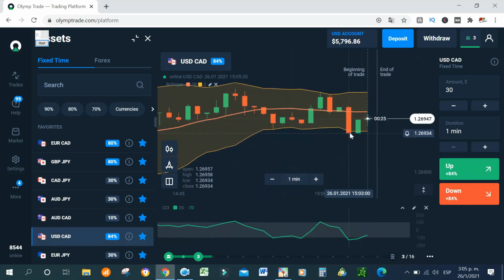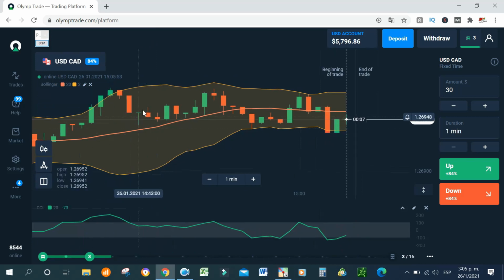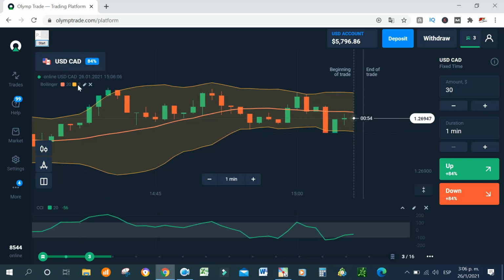Okay, we had an opportunity here. You can see here that the price went below the Bollinger Bands, and also went to the oversold zone on the CCI indicator. Remember, both indicators, the Bollinger Bands and also the CCI, are set to the default setting. As you can see, 20 period and 2 standard deviation, and also in the CCI 20 periods.